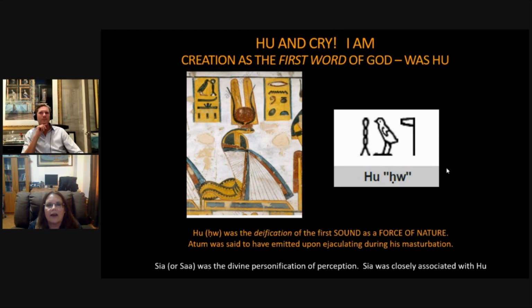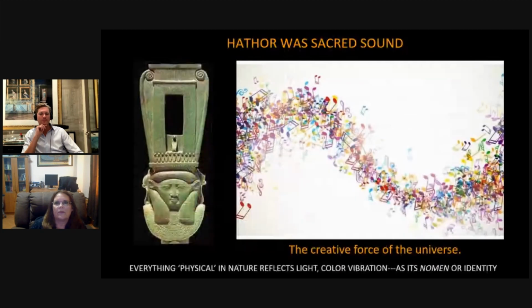But Hu here expresses as a cosmic serpent. There's a cobra. This is the image of Hu as a cobra, right? Waveform. Hathor was sacred sound. That's Hathor, the top of the sistrum. We showed this image in an earlier presentation. Sound is the creative force of the universe. Everything physical in nature reflects light, color, vibration as its nomen or identity. Remember, the face of form is Hathor.